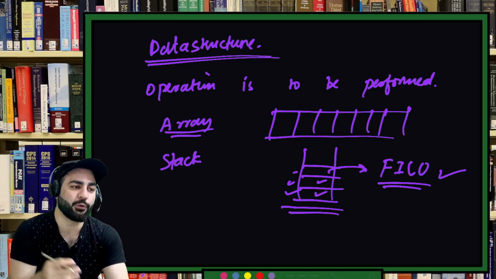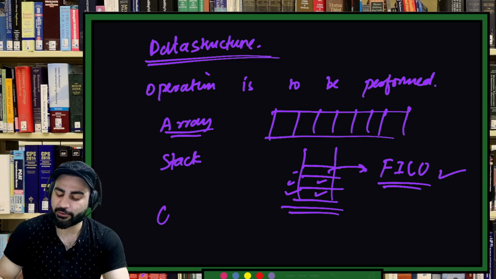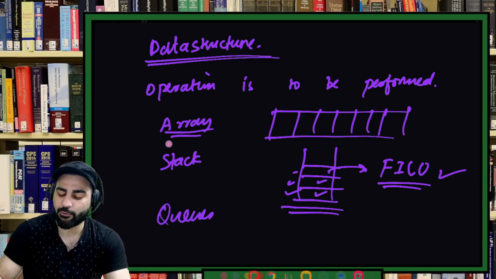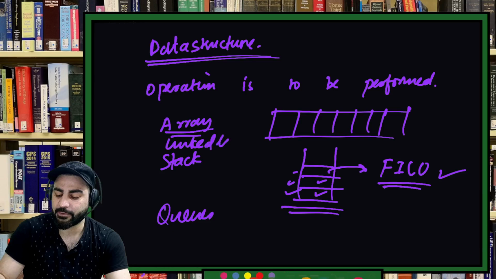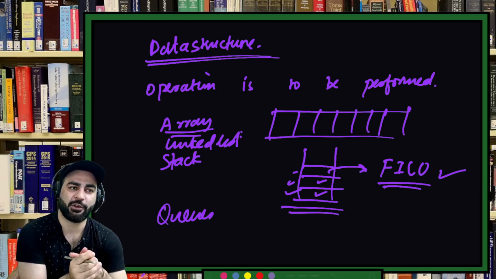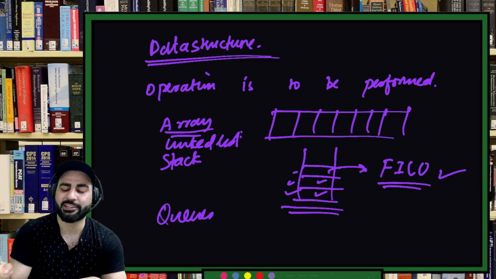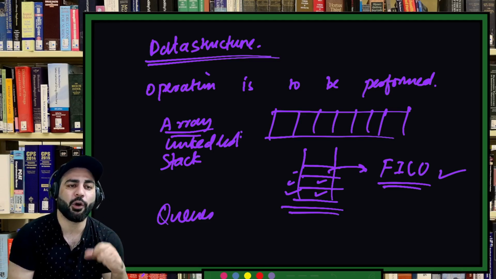And again, we have queues. A queue basically means first in, first out. And here we have linked lists. Each of these data structures provides you some functionalities. So depending on the particular task that you want to do, you use these data structures so that you perform the operation efficiently.